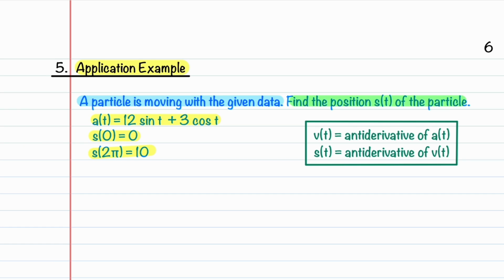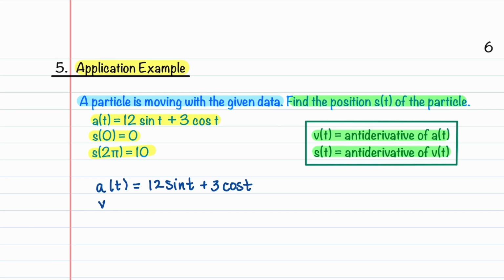To find the position function, we first need to find the velocity function because the velocity is the antiderivative or the integral of the acceleration. And then we can find the position function s of t because it's the antiderivative or integral of our velocity function. Let's start by writing down our acceleration function. A of t is equal to 12 sine t plus 3 cosine t.